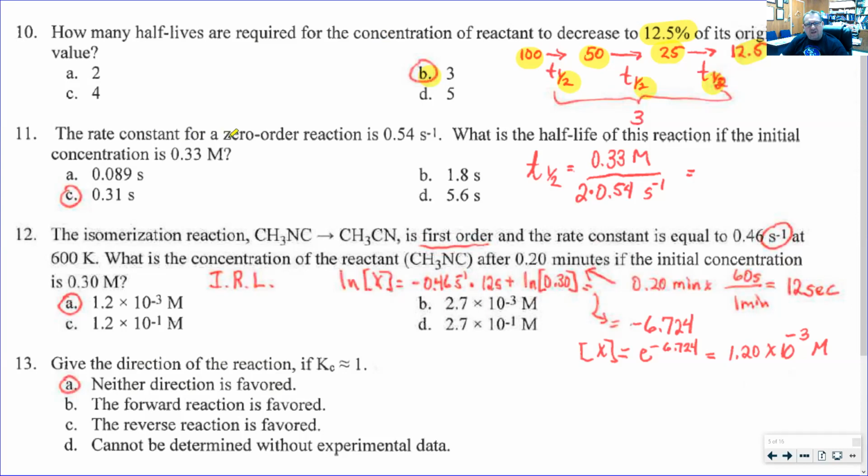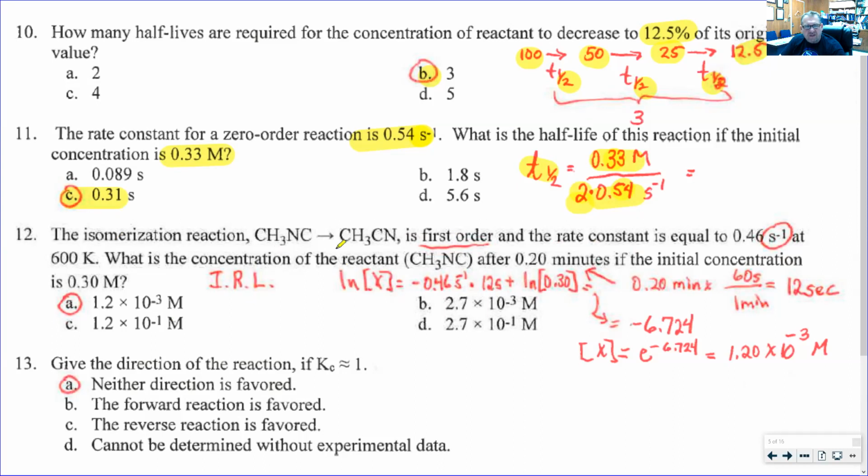Number 11 says the rate constant for a zero order reaction is given, and it asks what is the half-life if the initial concentration is this value. So if we go back into the table that I gave you and look at the equation for the half-life of a zero order reaction, it's the concentration divided by 2 times the rate constant. So you put in the initial concentration and 2 and the rate constant, and you find that it's choice C, it's 0.31 seconds.